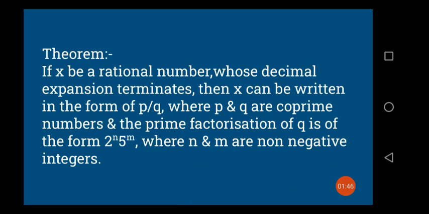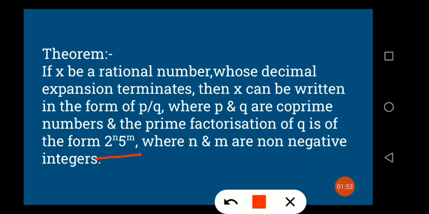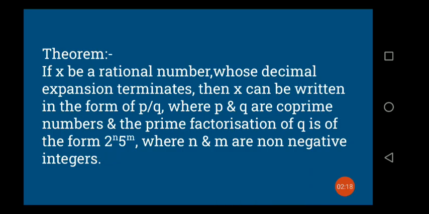Also, we can say that if a number doesn't have a denominator in the form of 2 to the power n into 5 to the power m, then it does not terminate. Or if it is of the form 2 to the power n into 5 to the power m, then it terminates. Let's look at a few examples to make it clear.